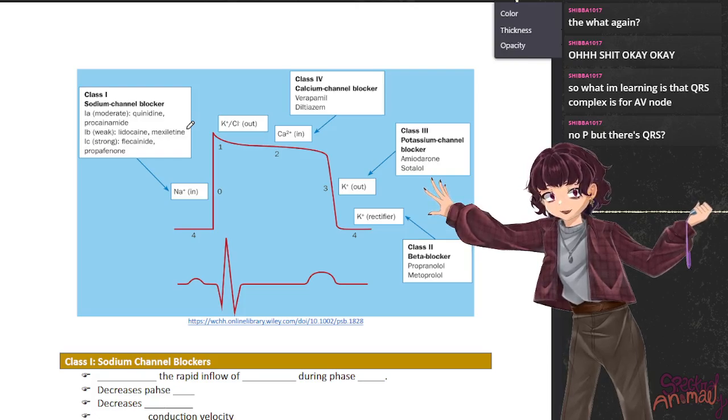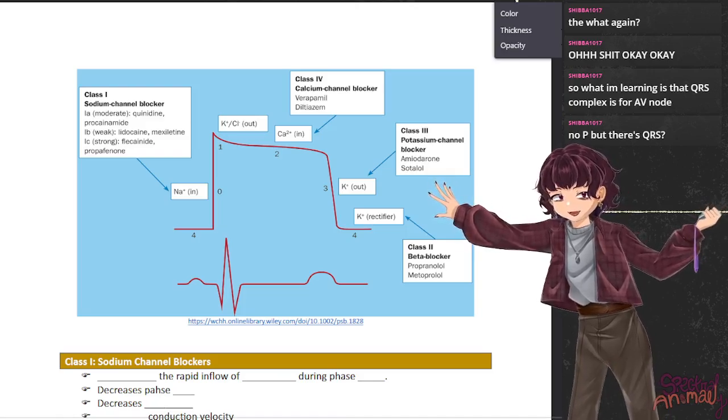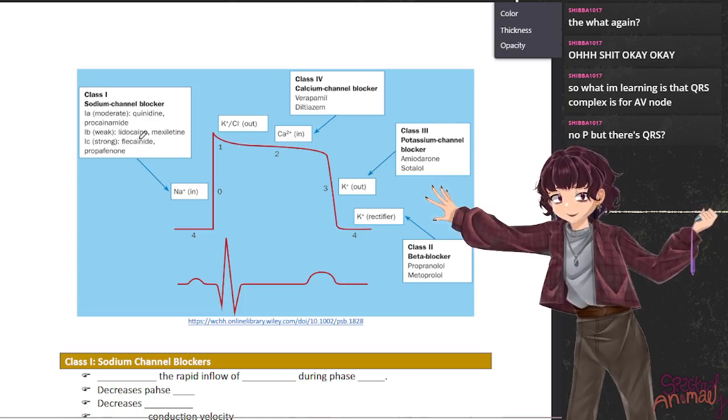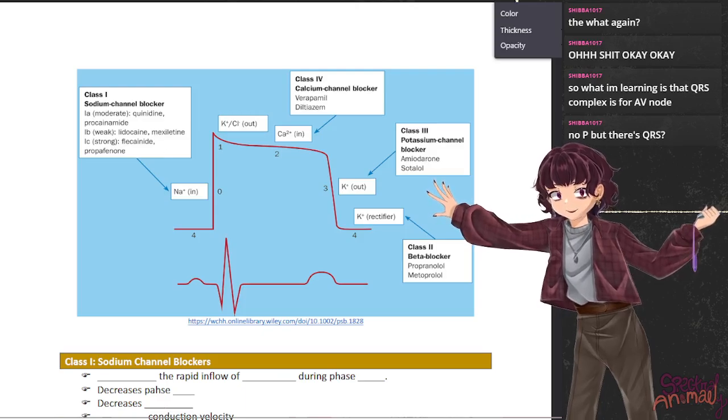There's also strong ones, like propafenone or flecainide. Oh my god, I'm so bad at pronouncing this word. Flecainide. You know what? Wait, I'm gonna look it up.